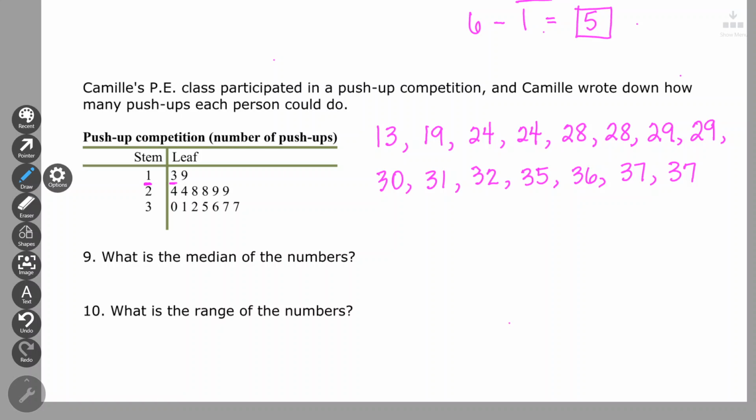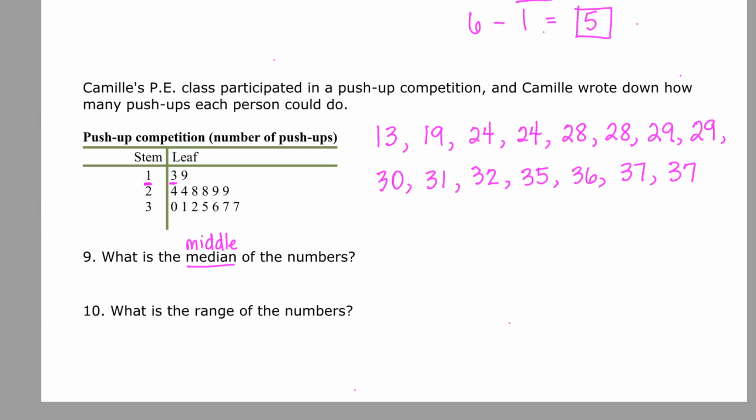So now let's look at number 9. It says, what is the median? Okay, the median means the middle number. So what is the median of the numbers? All right, remember to find the middle, we have to put them in order from least to greatest. Well, the good thing about a stem and leaf plot is they are in order from least to greatest. So we don't have to go and do that.